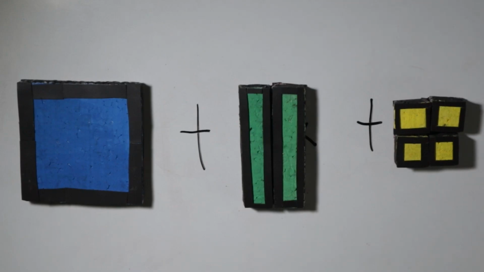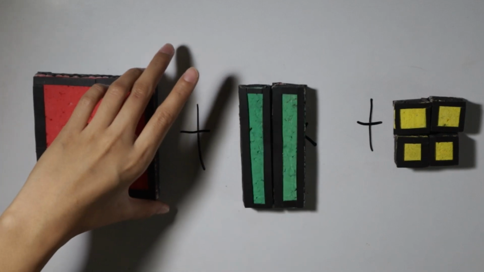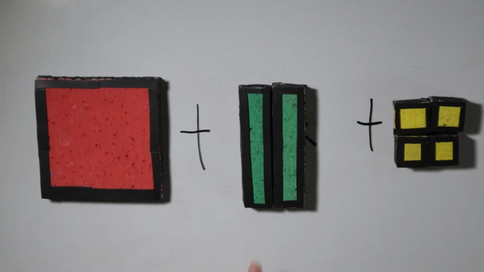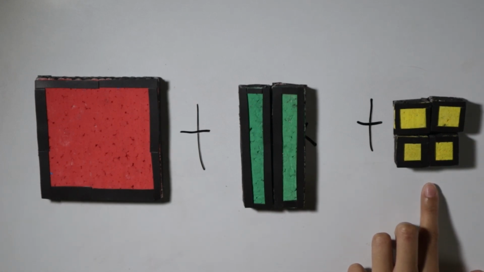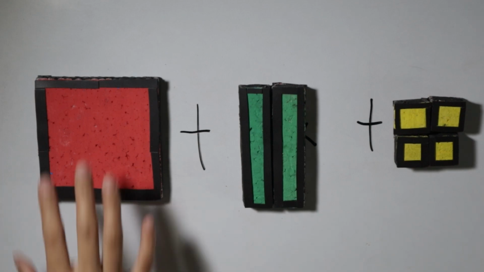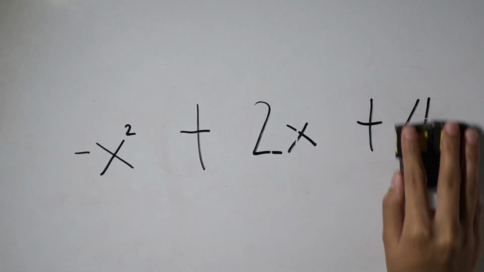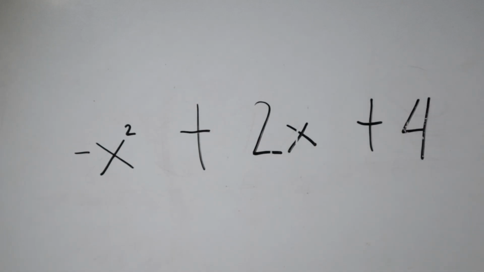For example, let's have a big blue square first, but flip to the red side. Two green rectangles beside it. Then finally, four small yellow squares. What expression does this represent? The answer is negative x squared plus 2x plus 4. Good work! It seems like you had already understood. In identifying algebra tiles, let's move on to problem solving.